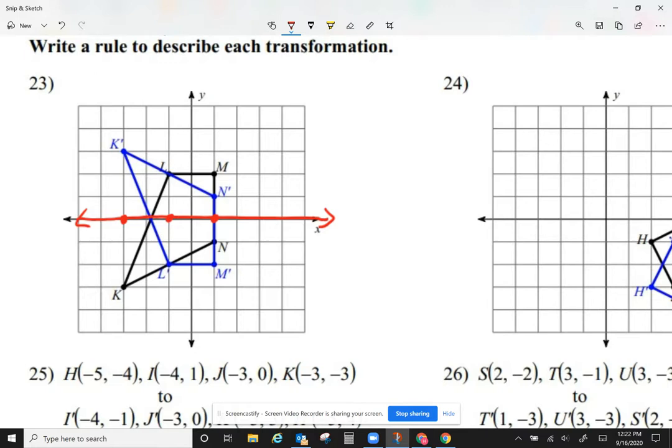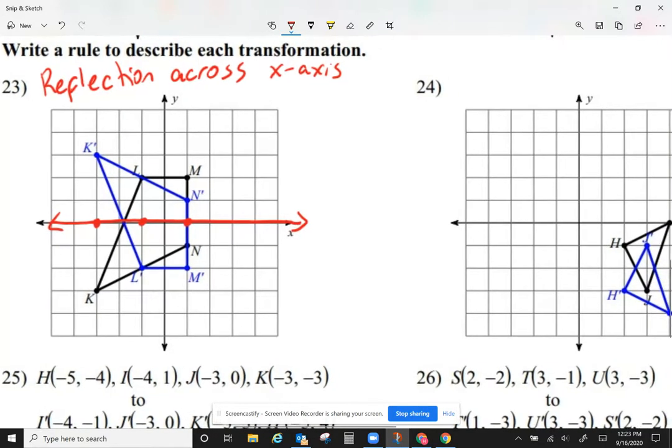So the way I'm going to write this rule, because I'm asking to write a rule to describe each transformation, I'm going to say reflection across. Don't forget the two S's on across. Now that line is called the x-axis. So I'm just going to say x-axis. So reflection across x-axis.